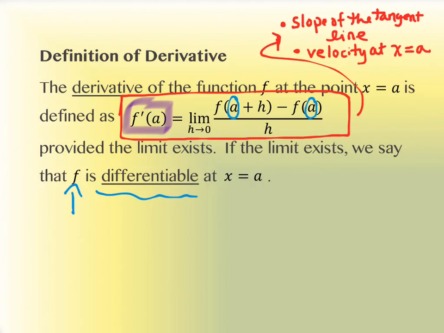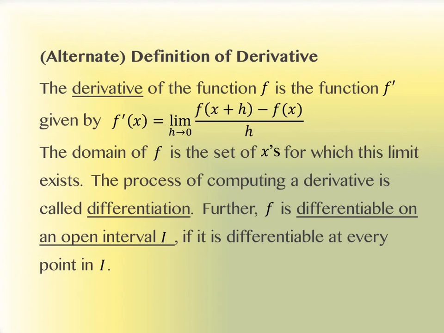All right, there's an alternate definition. It's not that much different, but an alternate definition of derivative says that the derivative of the function f is the function f prime, given by f prime of x equals the limit as h approaches 0 of f of x plus h minus f of x over h. Just looking at that formula compared to the formula on the previous slide, what's the only difference you see? Yeah, instead of a's, there's an x, right?